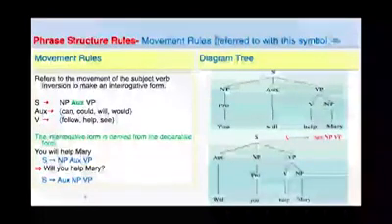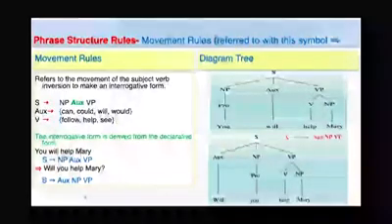Now we are going to have a look, very briefly, at some of the movement rules, and we are going to have an example which shows this. Usually movement rules are referred to with the symbol that you see on the top. Movement rules refer to the movement of the subject verb inversion to make an interrogative form.